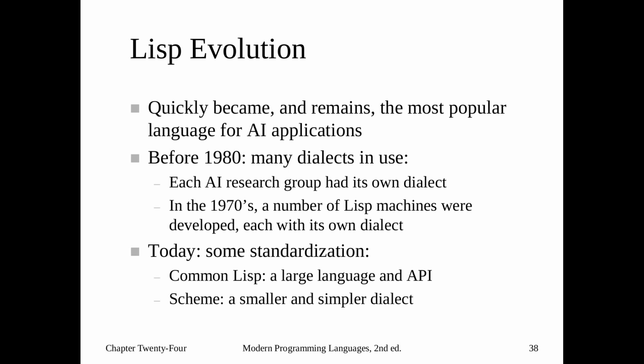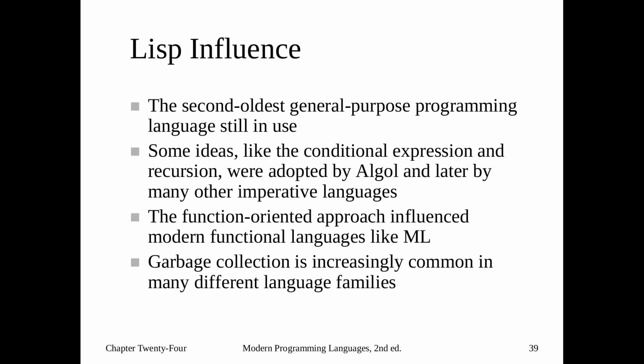Now there's a subset of Lisp called Scheme, which was developed, I think, also at MIT, which is a smaller and simpler dialect. It's a little easier to learn and use than standard Lisp or Common Lisp. But Lisp, you could basically call the second oldest general-purpose programming language, had an extreme influence on today's languages. A lot of the ideas, like conditional expressions and recursion, were adopted by Algol, and later by almost every imperative language, including Java, Python, Ruby, C#, C++. Its function-oriented approach influenced almost every major functional language that exists today, including ML, which we'll learn about.